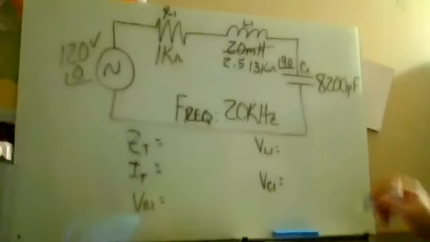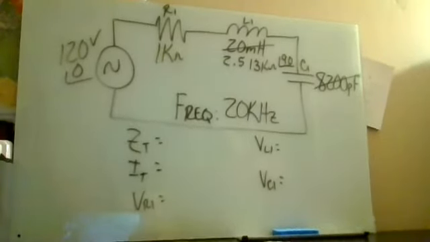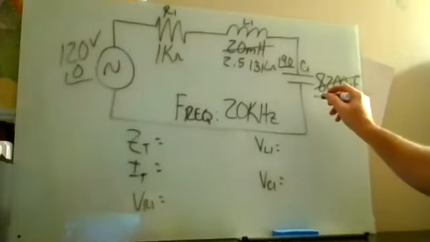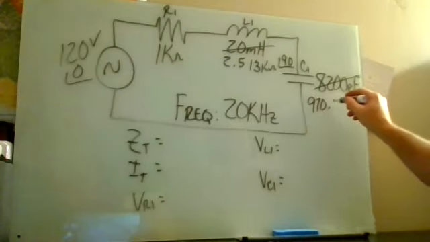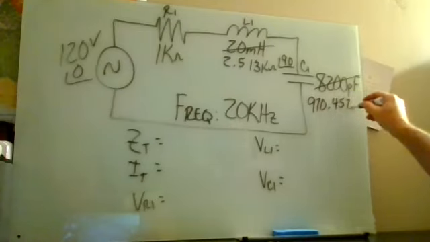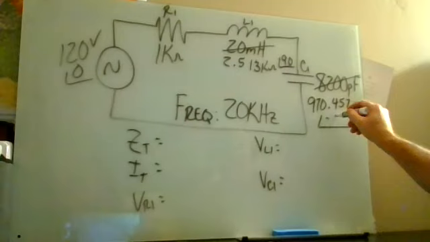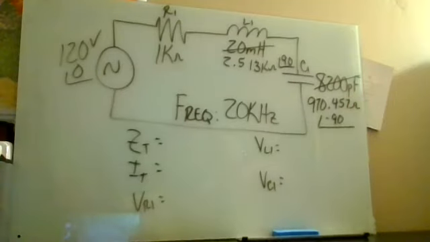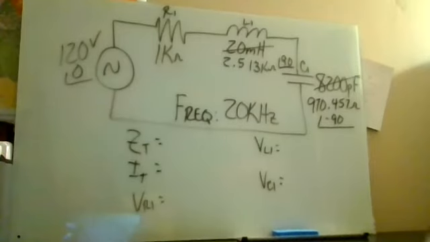Okay, what'd you get for X of C? 970.457 ohms. And what's my angle? Negative 90. So you should have put 2 pi times 20 kHz times 8,200 picofarads, which would be 8,200 exponent negative 12, then hit equals, and then hit shift reciprocal.